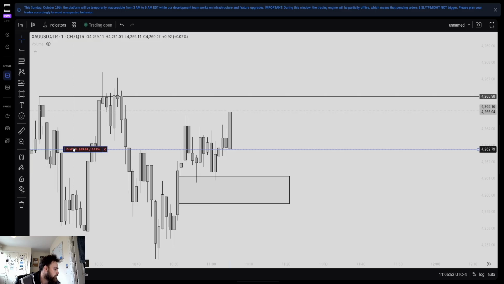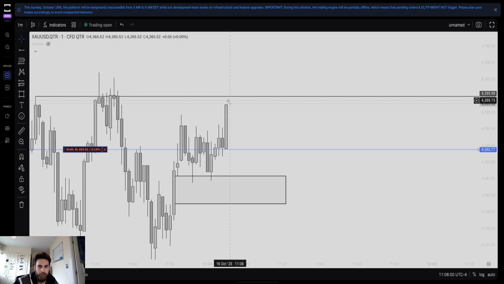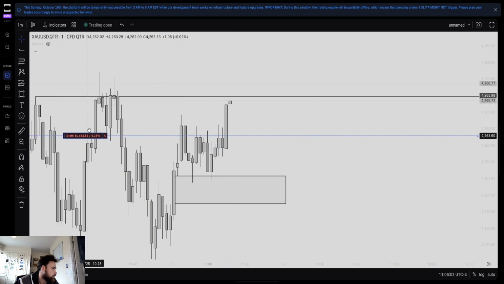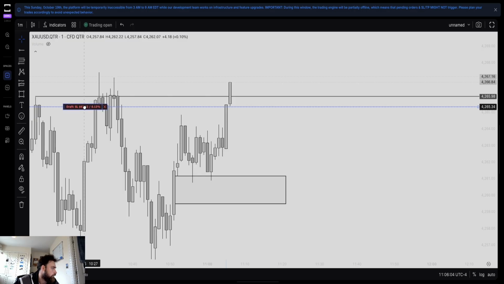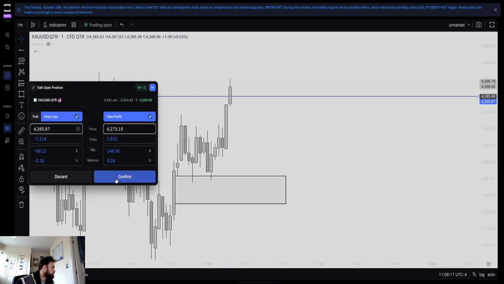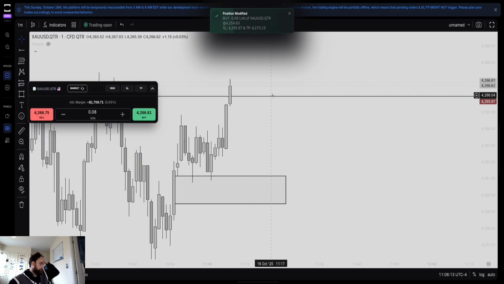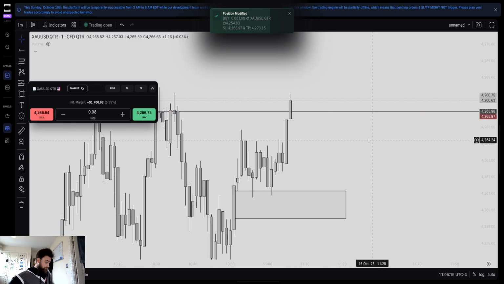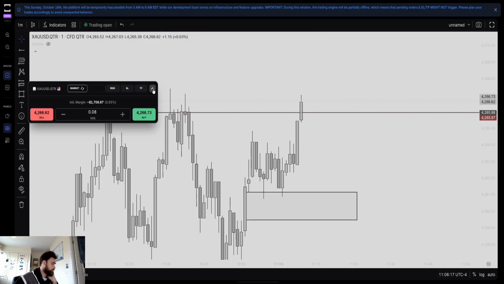If it closes strong, we'll keep moving it up because we're likely to see rejection off this. But if it stays through, we're happy to continue with the trade. Okay, so we'll lock in profits right there. Okay, so now we're hoping for a runner.